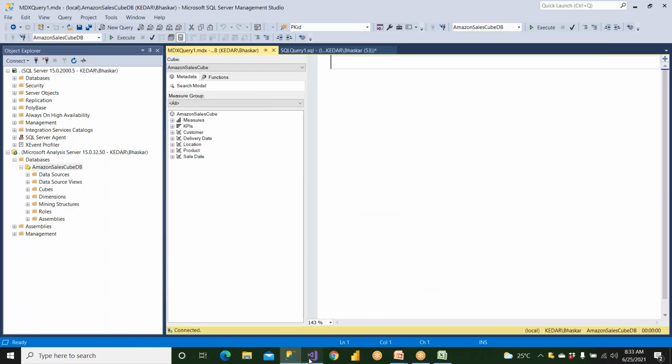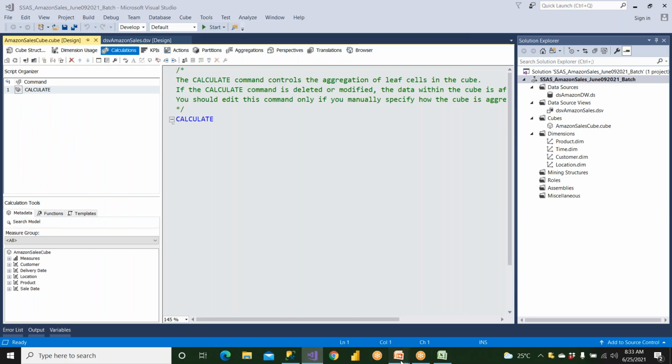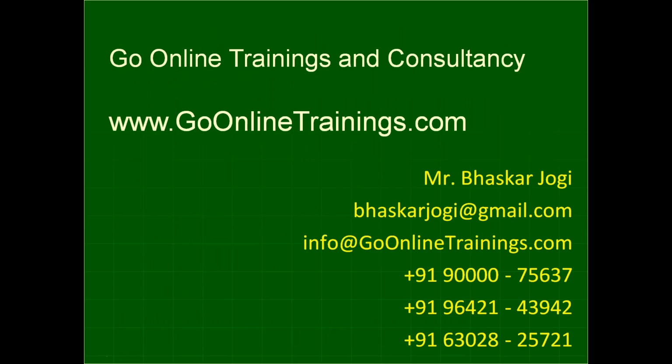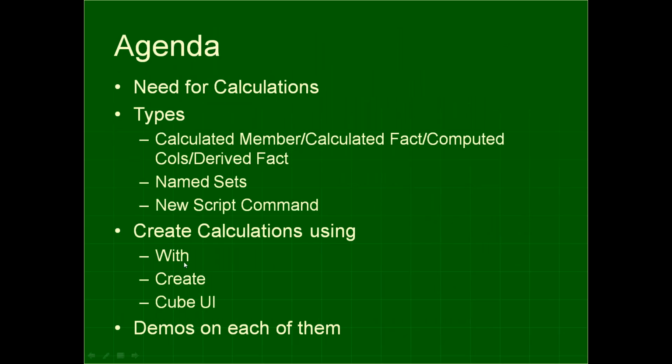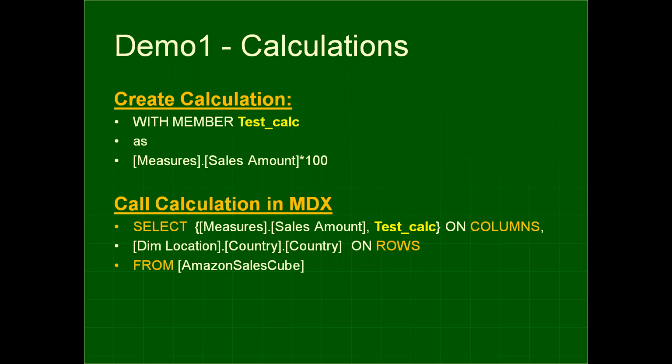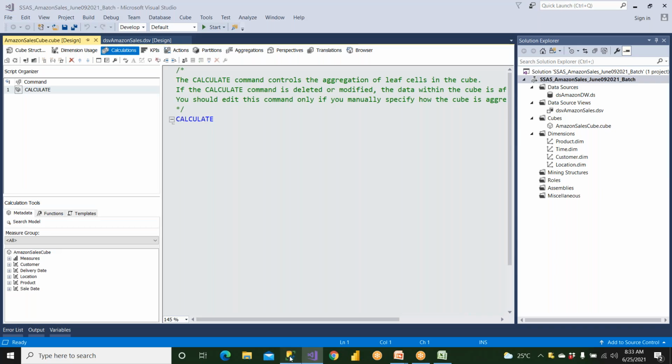To create this, we can actually use three approaches. One is that we can create the calculation with the help of a WITH, or you can also create a calculation with the help of a CREATE, or you can also create a calculation with the help of the cube UI. So I'm going to be using WITH now. Clear? So let me go there, and I wanted to create this one like this. So I say go here.